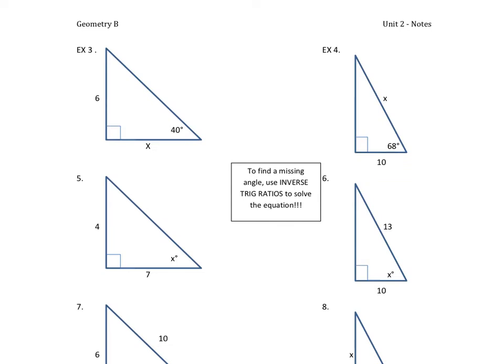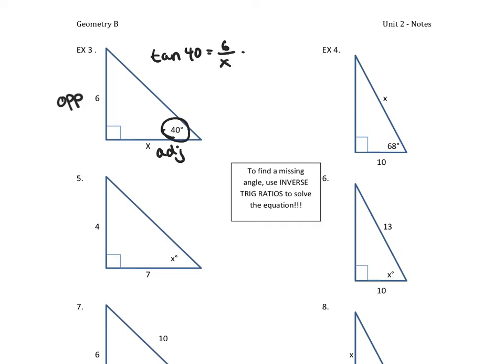In example 3, we're again given an angle, but this time we're given the opposite side and the adjacent side. The trig function that deals with opposite sides and adjacent sides is tangent. So we'll say the tangent of 40 degrees equals 6/x.